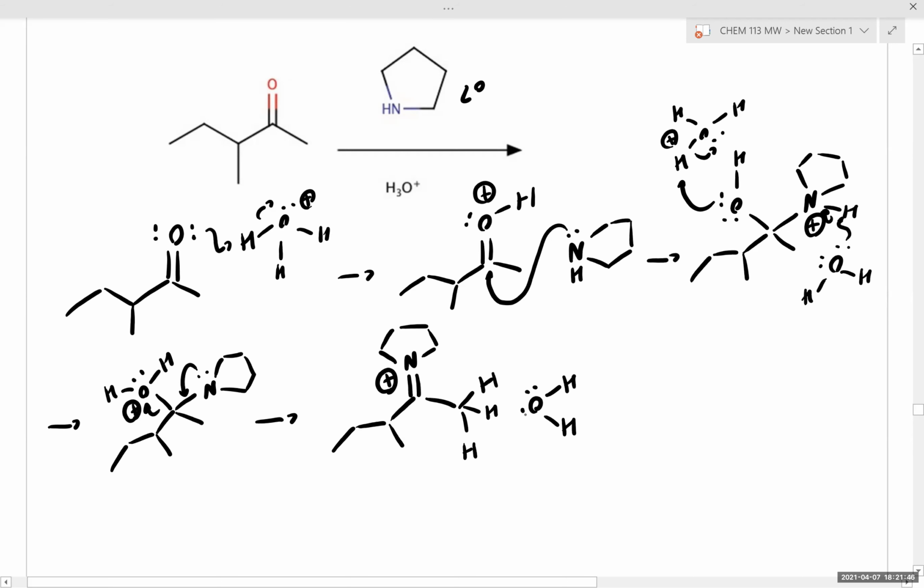It's a secondary nitrogen. Let me rephrase that. It's a secondary amine. There are no hydrogen atoms present on that nitrogen after addition. So we can remove one of our alpha protons and in turn kick that electron density back to our nitrogen atom.